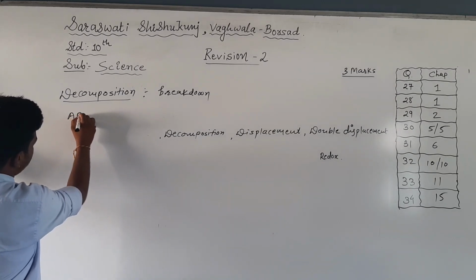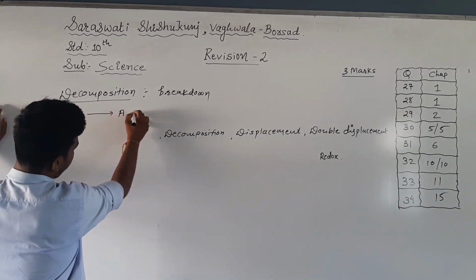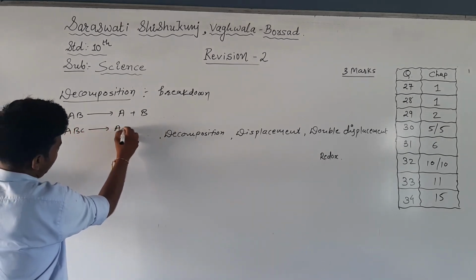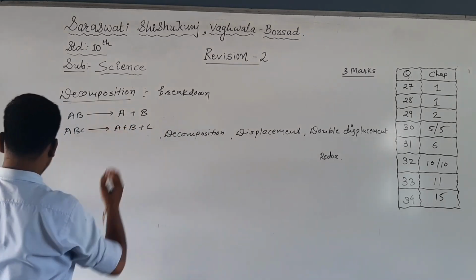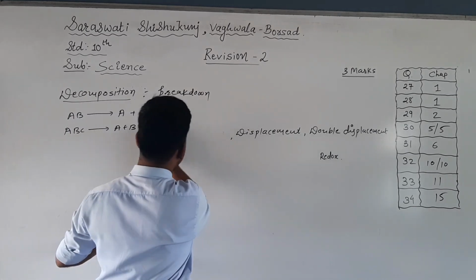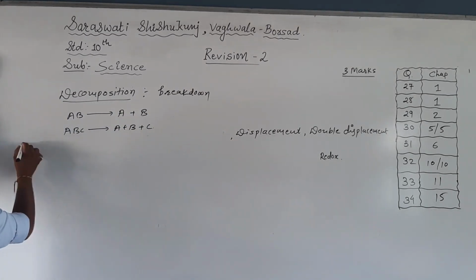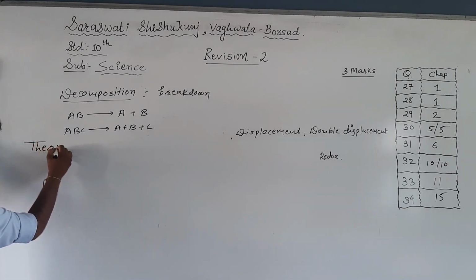Suppose we take a normal example: AB is broken down into A and B, and if ABC is there, that will be A plus B plus C. This way we can understand the decomposition reaction. Now, as we have studied, it will be of three types.